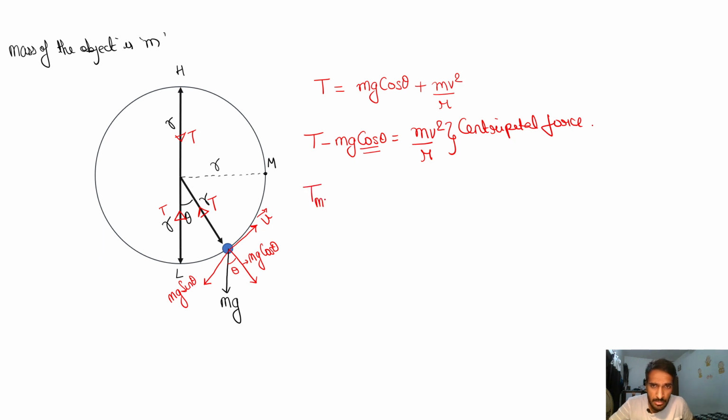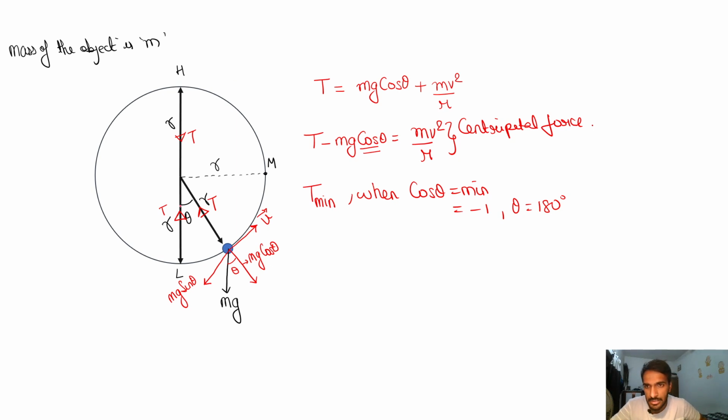Let's say T minimum. T minimum means the minimum value of tension with the help of which the object can rotate, right? So it will be minimum when cos theta is minimum. The minimum value of cos theta is -1 for theta equal to 180. For theta equal to 180, right? If theta is 180, then T minimum will be at point H.